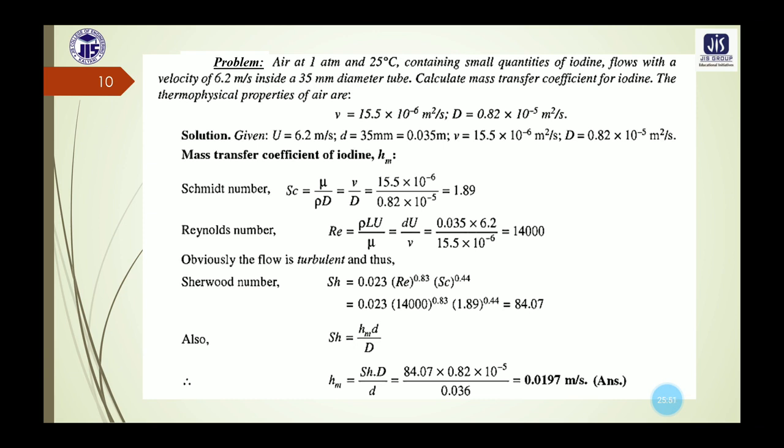After that, the formula of the Reynolds number is known to us, it is u d by nu. It is actually the ratio of inertia force to viscous force. Here u is given as 6.2 meter per second, d is 0.035 meter, and nu, the kinematic viscosity, is 15.5 into 10 to the power minus 6 meter square per second. Putting all these values, we get the value of Reynolds number as 14,000.